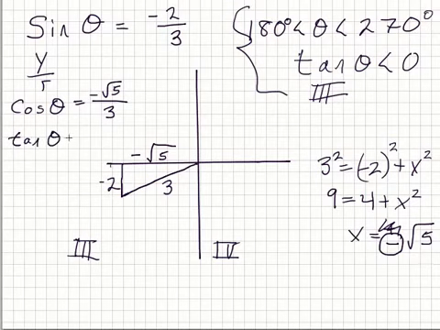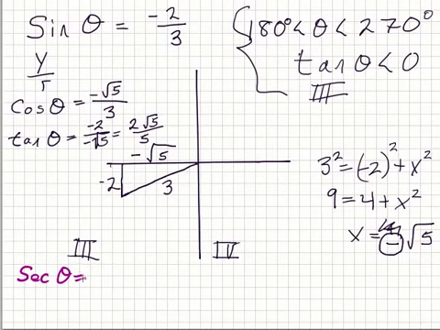Tangent theta will be y over x, or -2 over negative square root of 5, which the negatives can be divided out, and we rationalize our denominator, we get 2 square root of 5 over 5. Secant theta will be the reciprocal of cosine, so that would be -3 over the square root of 5, which rationalized becomes -3 square root of 5 over 5, I should say rationalizing the denominator.